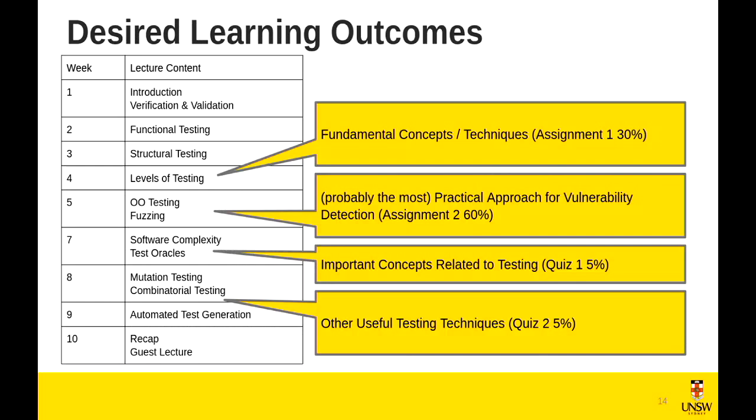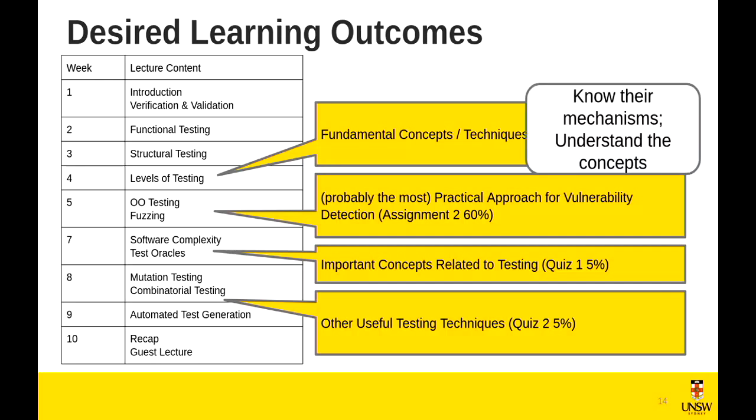And the desired learning outcome. So apart from the learning outcomes from the official website of UNSW, that's required by the university, so that's not required by me. So the desired learning outcome from me is, for the fundamental concepts or techniques, you should know the mechanisms of these techniques, and you should understand the concepts.